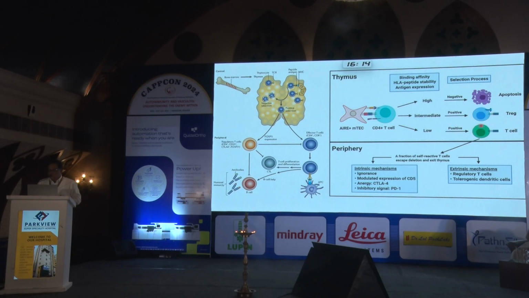So this is the process of positive selection and negative selection. This is basically to filter out all the cells which are self-reactive. But despite this filtering, as I already told you, some autoreactive T cells will come to the periphery, and we have mechanisms of peripheral tolerance like ignorance, modulated expression of CD5, the expression of inhibitory molecules like CTLA4 or PD1, and extrinsic mechanisms like regulatory T cells, B cells, and tolerogenic dendritic cells, which will handle tolerance at the periphery.